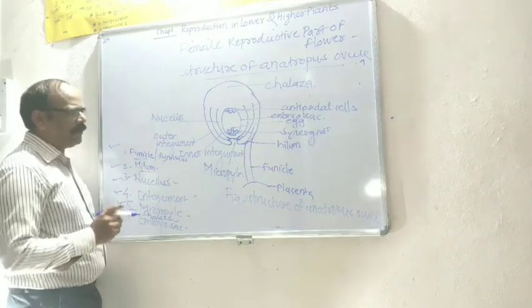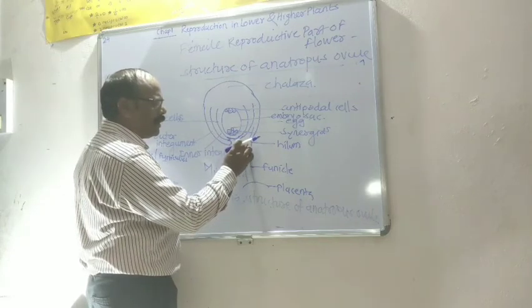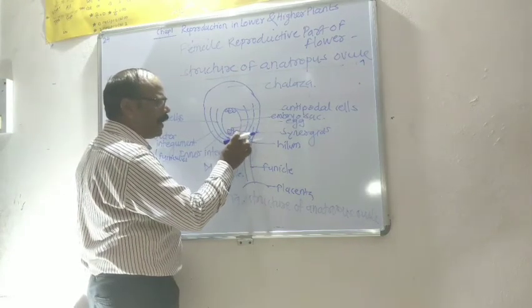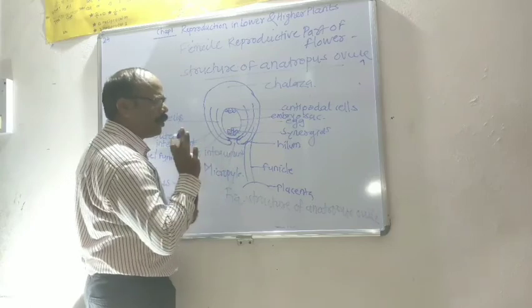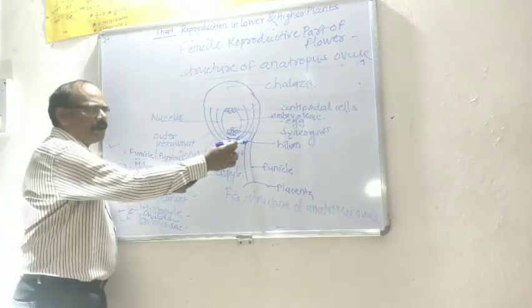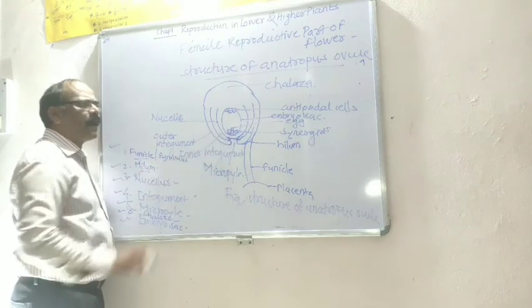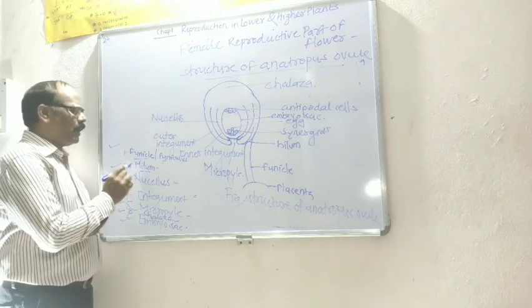Hilum means what? Hilum is the point where the funicle is attached to the main body part of the ovule. That is called the hilum.